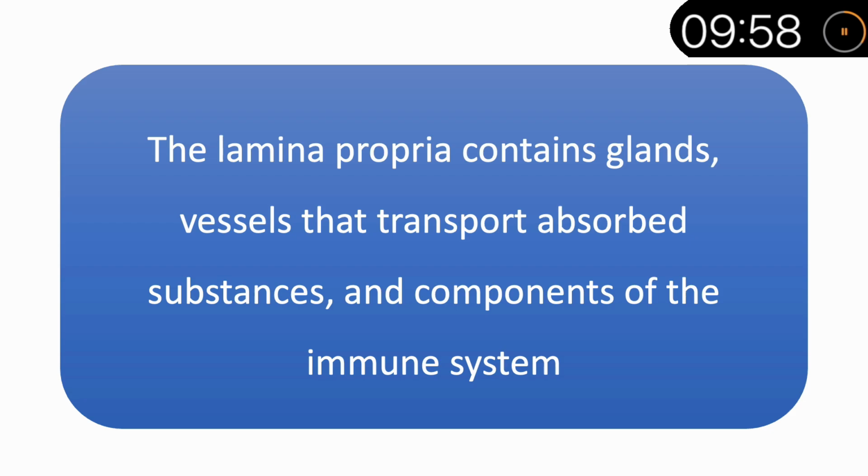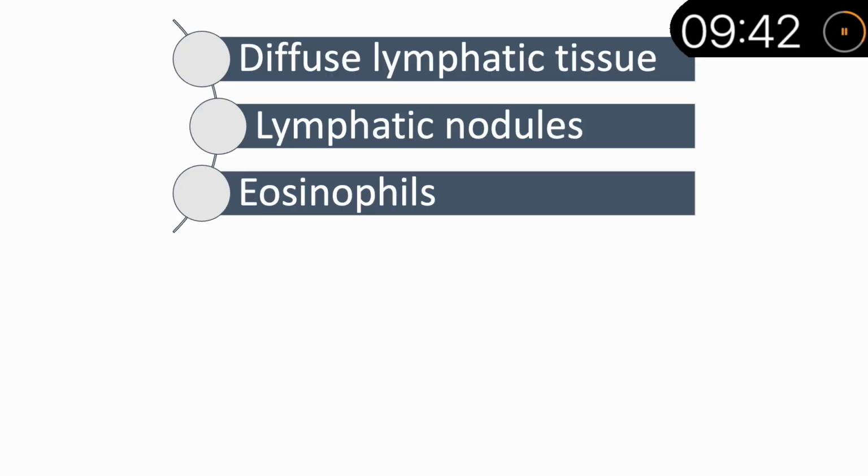The lymphatic tissues in the lamina propria function as an integrated immunologic barrier that protects against pathogens and other antigenic substances that could potentially enter through the mucosa from the lumen of the alimentary canal. The lymphatic tissue is represented by the diffuse lymphatic tissue, lymphatic nodules, eosinophils and other cells, macrophages, and sometimes neutrophils.